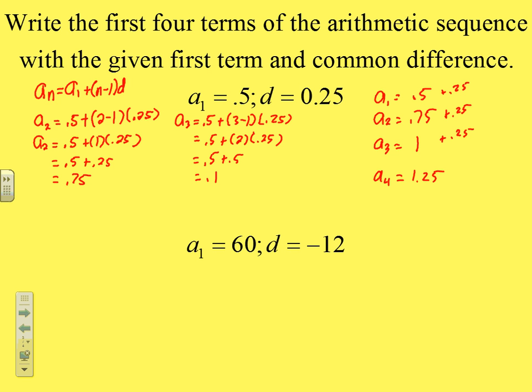So here, a sub 1, the first term, is 60. Well, the common difference is negative 12, so I'm going to say minus 12 here, and that will give me a sub 2 to be 48. And I can subtract 12 again, and that would give me the third term to be 36, and I can subtract the common difference again, and the fourth term in the sequence would simply be 24.